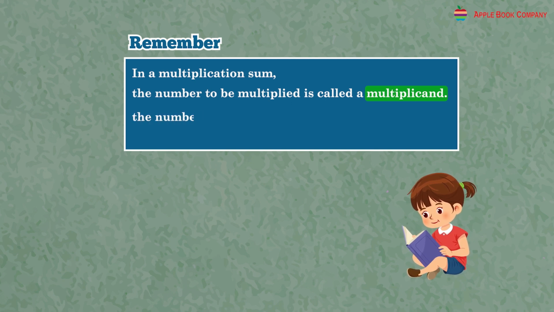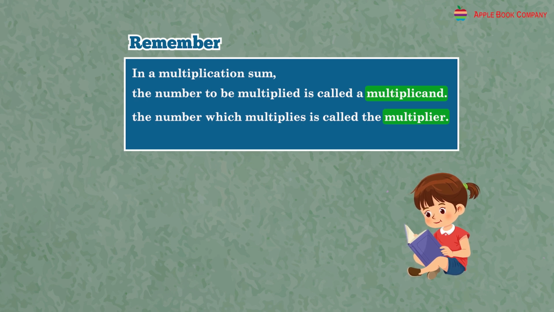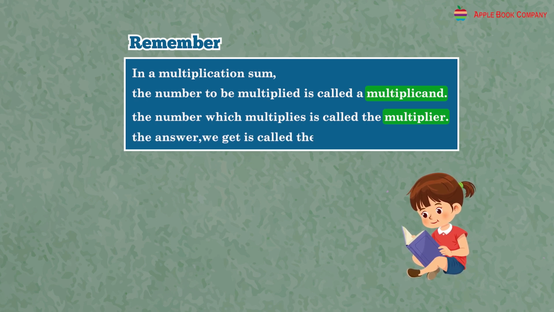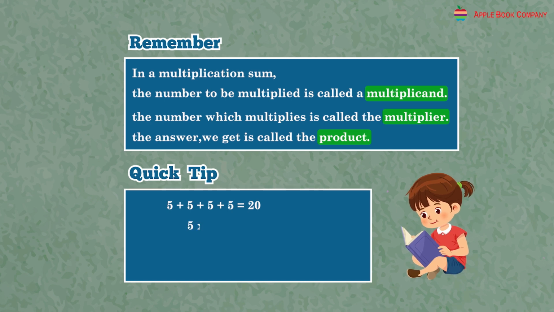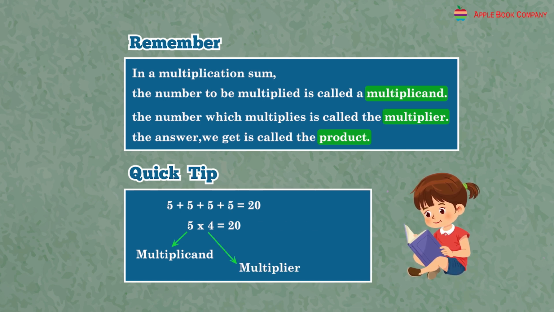The number which multiplies is called the multiplier. The answer we get is called the product. Let's have a quick tip. 5 plus 5 plus 5 plus 5 is equal to 20. So 5 multiplied by 4 is 20, where 5 is the multiplicand, 4 is the multiplier, and 20 is the product.